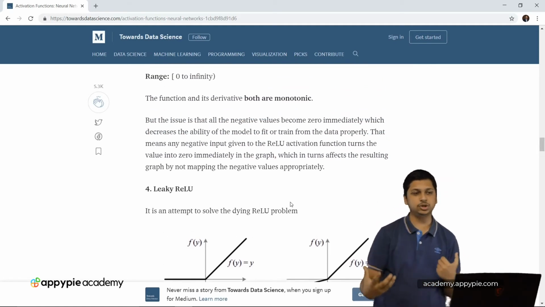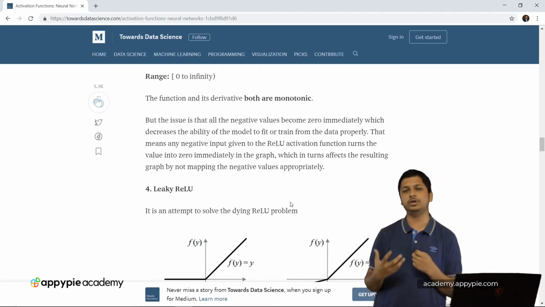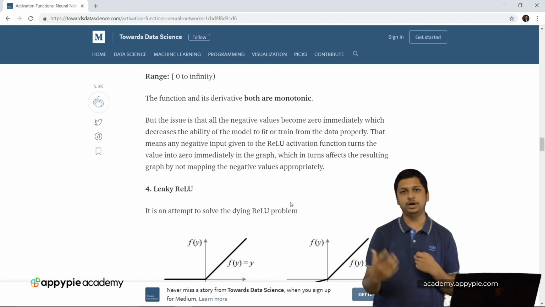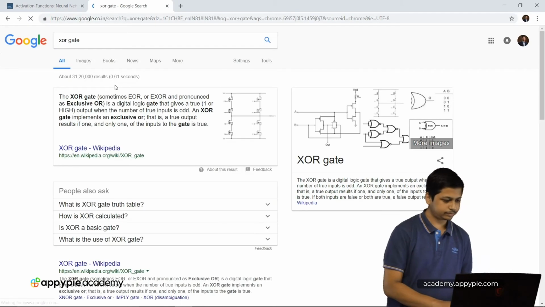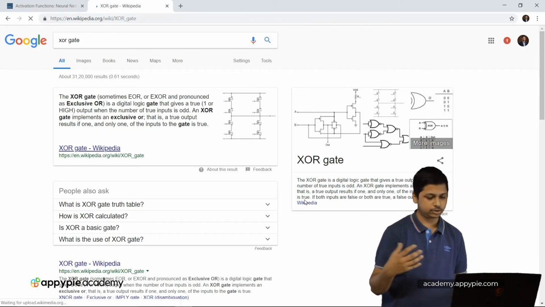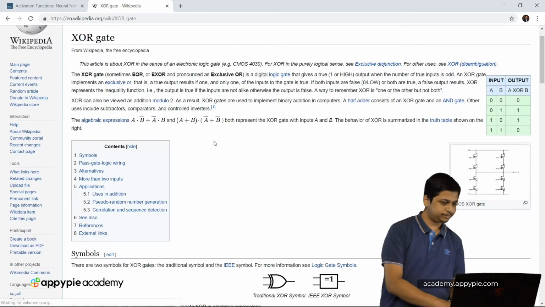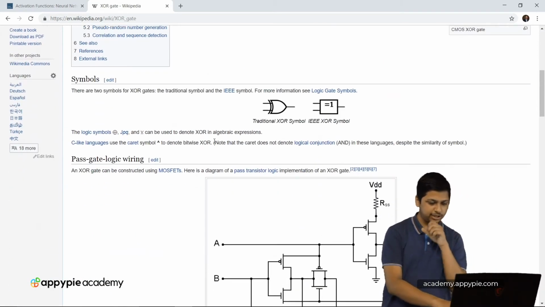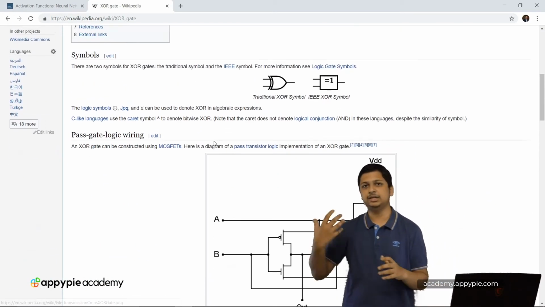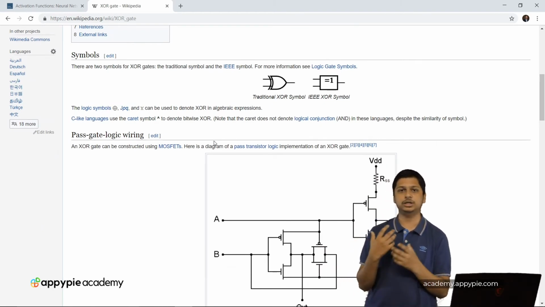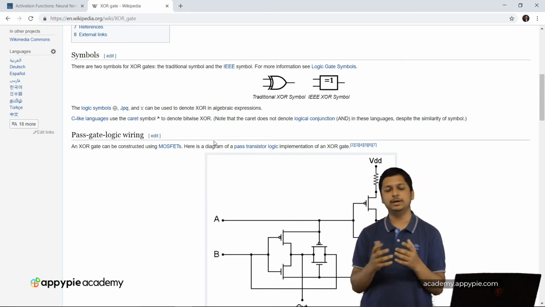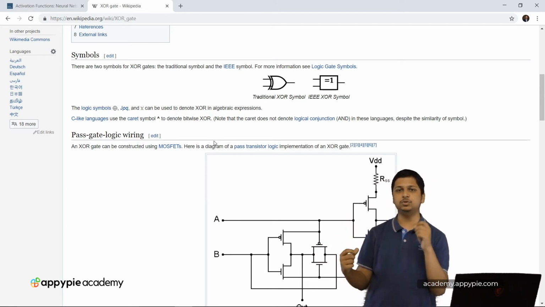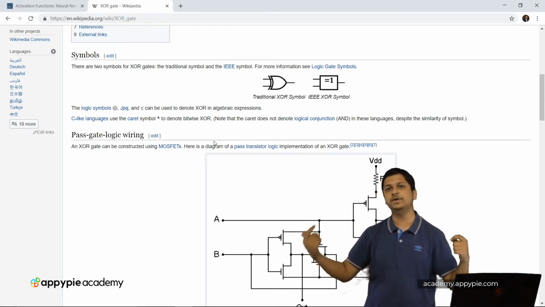Based on all of these tools which we have studied, we are going to develop a project which is called an XOR gate. Let's look up the XOR gate over here. As you can see, this is the Wikipedia page for the XOR gate. An XOR gate is a symbol or a logical unit used in microprocessors and electronics, and it gives you a corresponding output for a set of inputs.